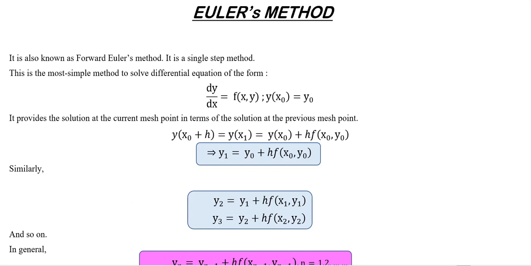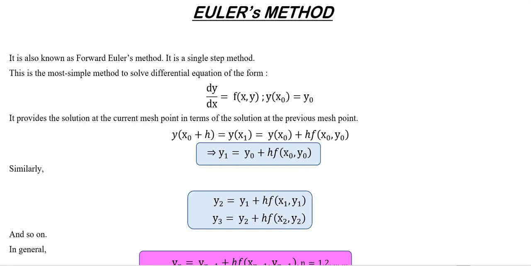Hello students. In this lecture, we will talk about Euler's method, which is again a single step method like we have done in the previous lectures, Picard's method and Taylor series method. It is also known as forward Euler's method. This is the most simple method to solve the first order differential equation of the form dy by dx is equal to f of x, y with the initial conditions y at x naught is equal to y naught.